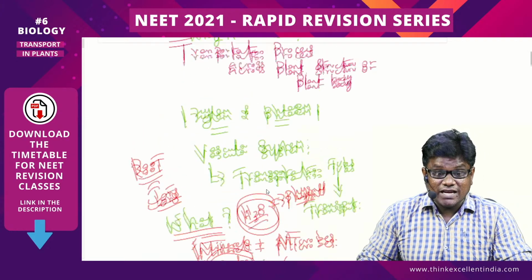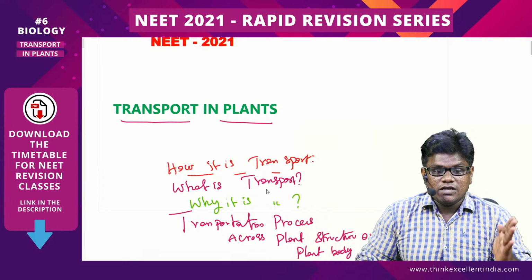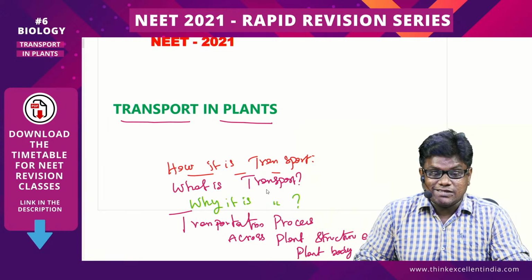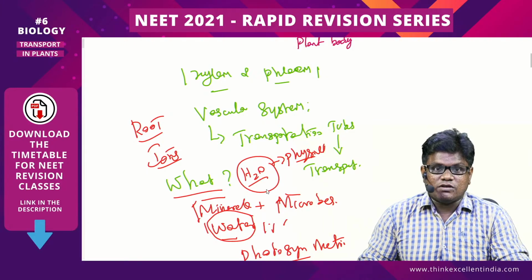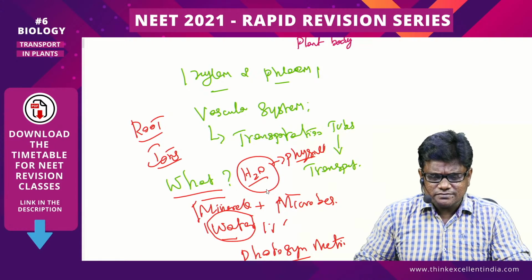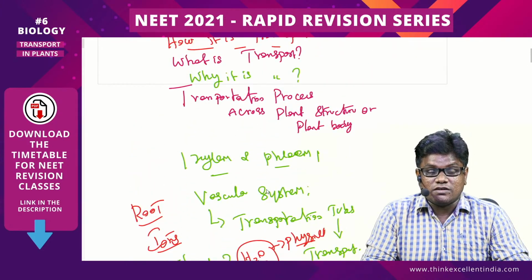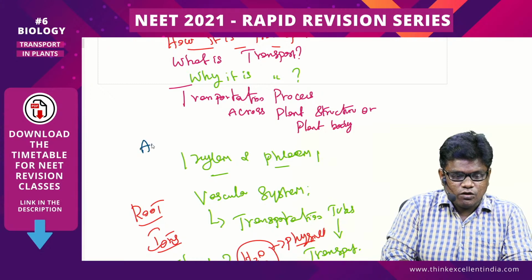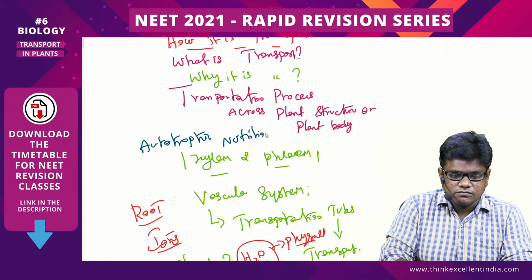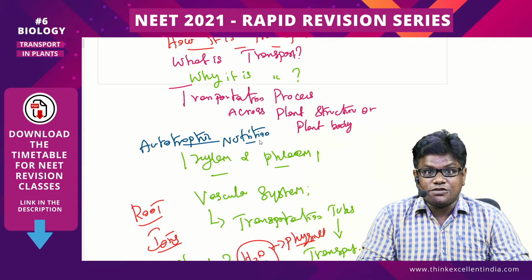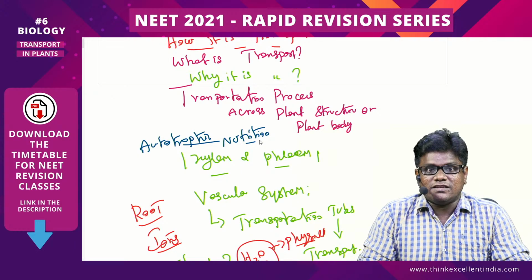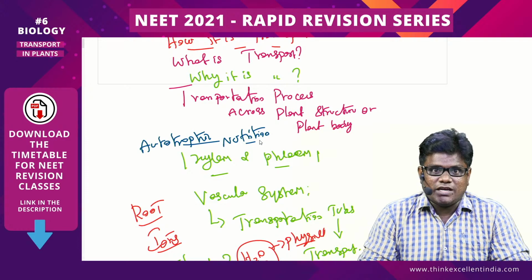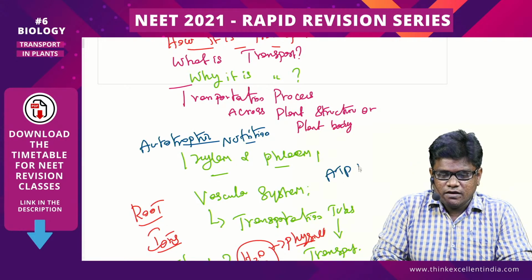So what exactly is transport in plants? It means the transport of water, minerals, some symbiotic microorganisms in the root system, and the materials synthesized by the photosynthetic process. Plants belong to the autotrophic type of nutrition. They can produce their own food by trapping light energy and converting it into chemical energy in the form of ATP and NADPH.